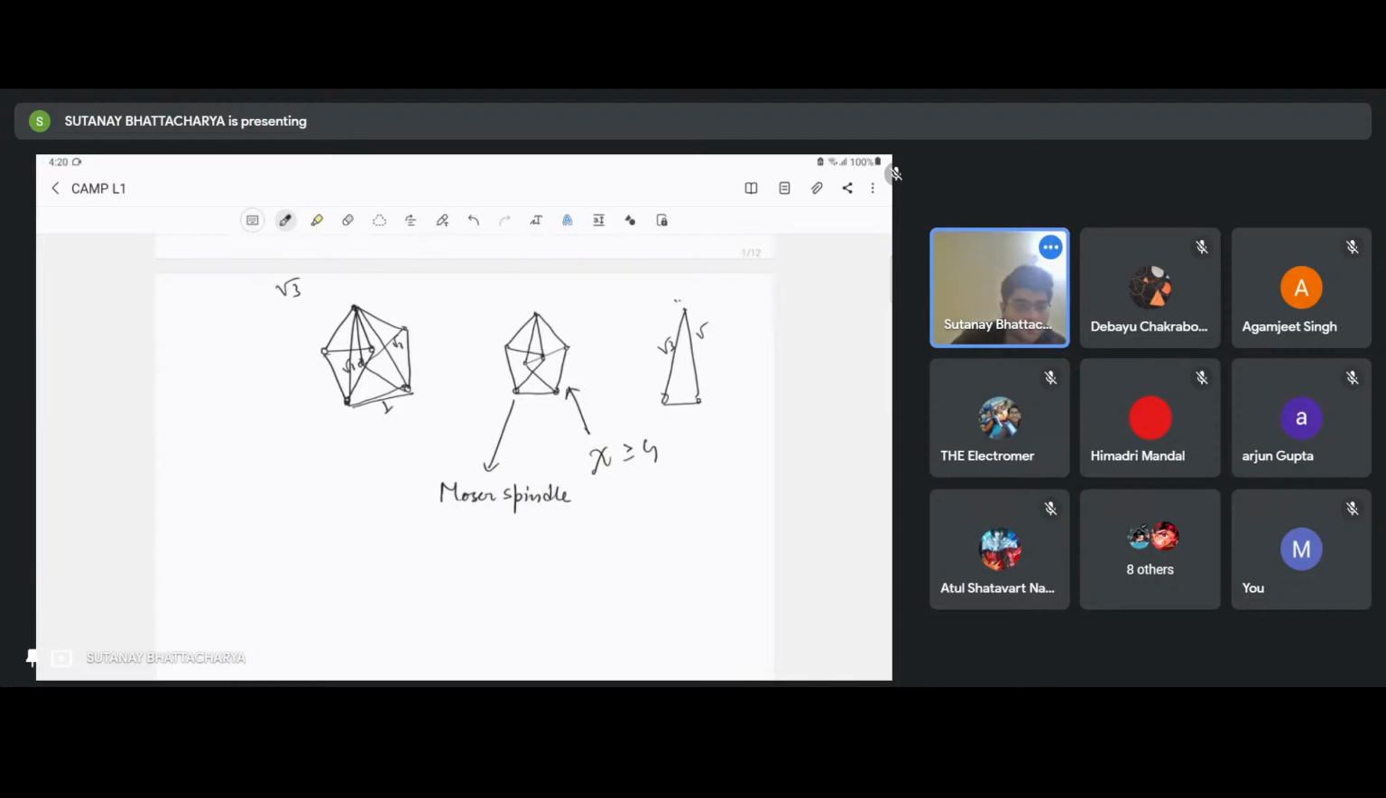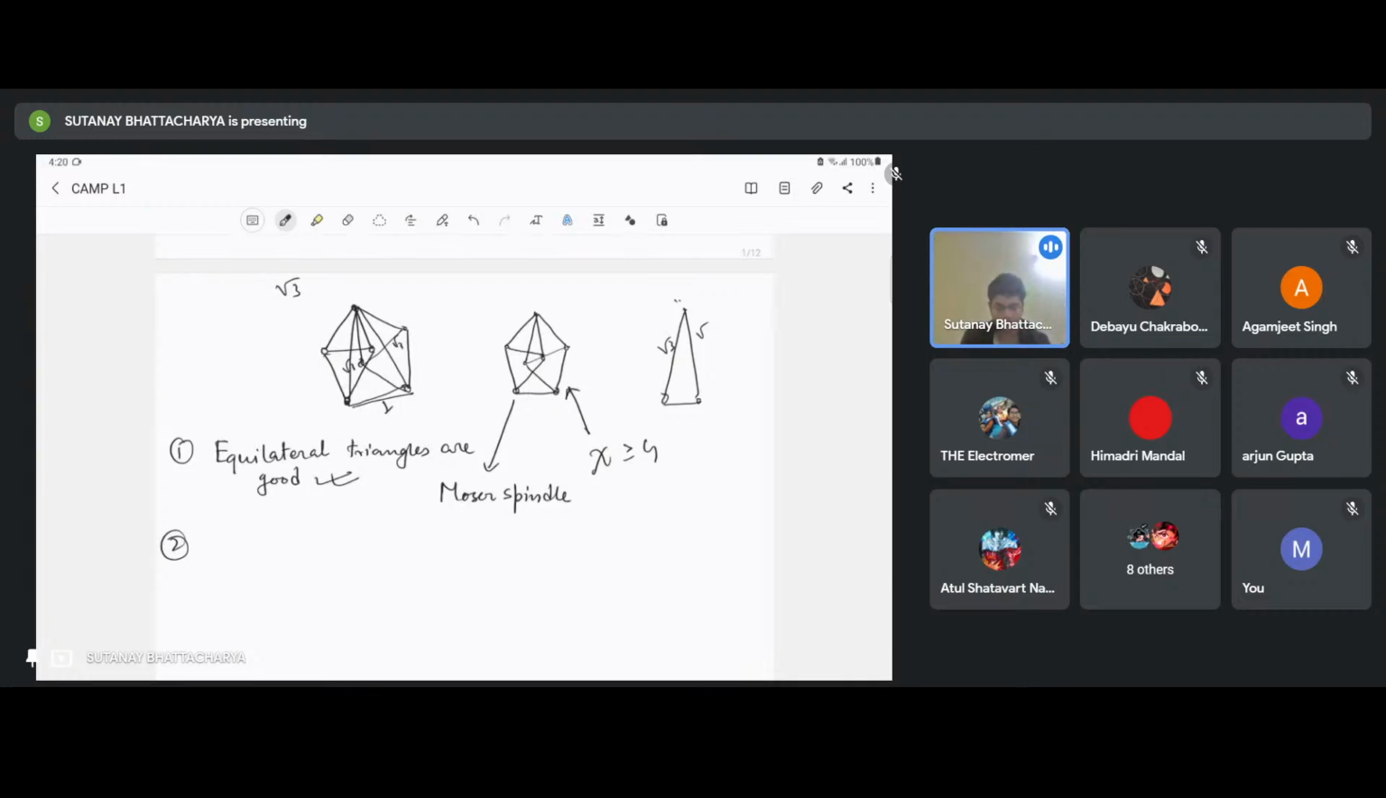So yeah, what did we learn from this? Point 1. Equilateral triangles are good. So for proving things about points at unit distances, equilateral triangles are super good.